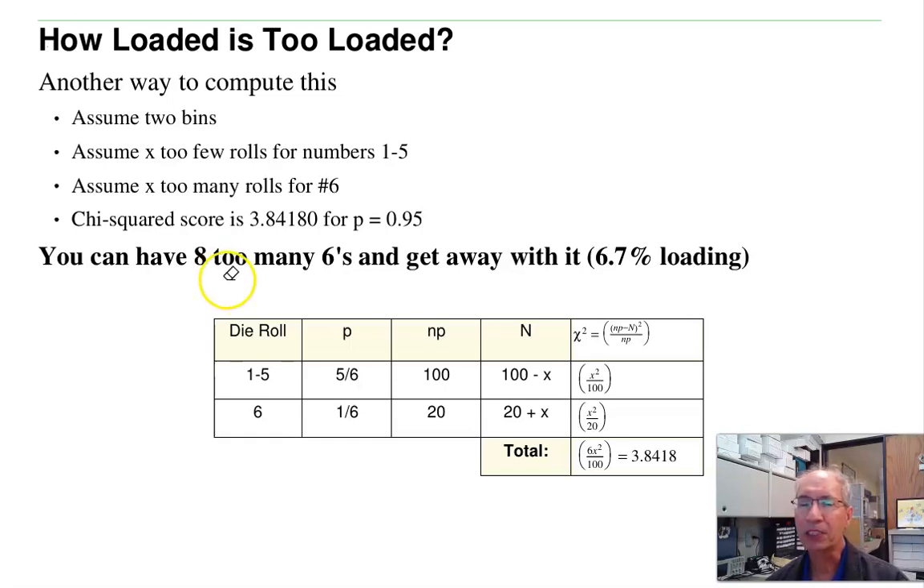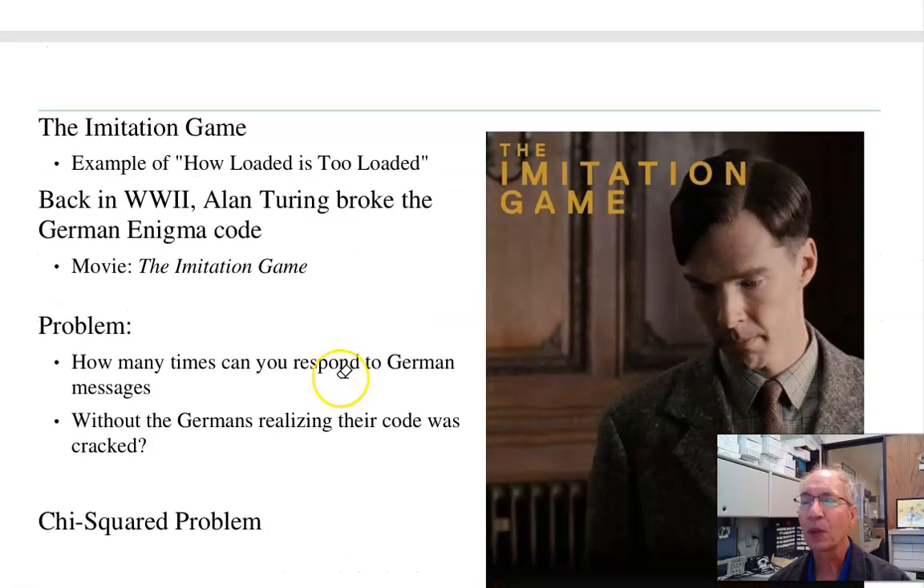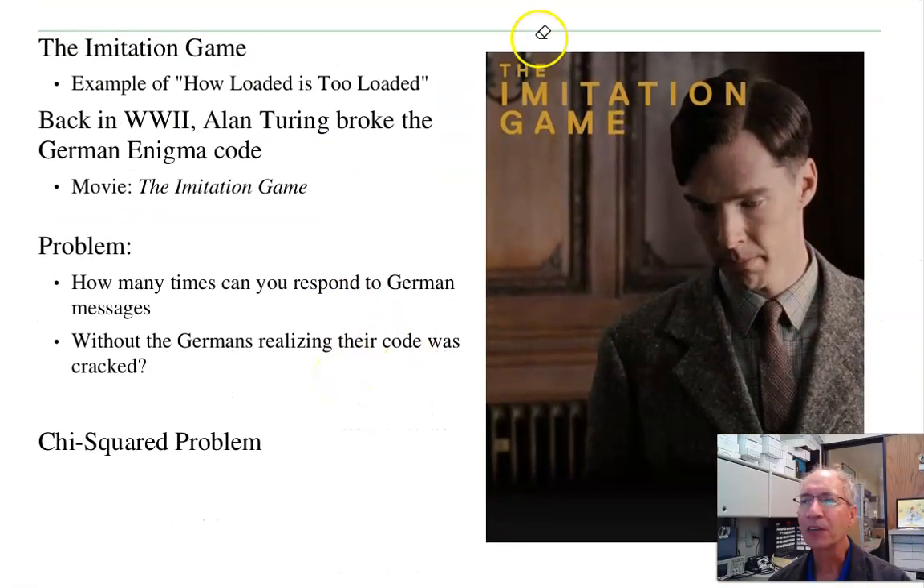With a chi-square test, I can determine how greedy I can get, how much I can cheat and get away with it. Well, there's an application for that. Ever watched the movie, The Imitation Game? This is about Alan Turing breaking the German Enigma code. The Enigma machine was the way the Germans were sending encoded messages to their subs, and it was hard to break. It was a pseudo-random sequence. You have to know the settings on the machine to break the code.